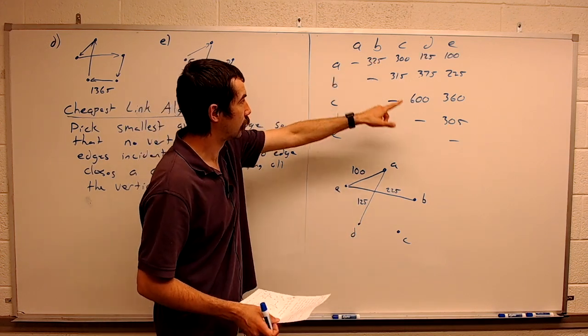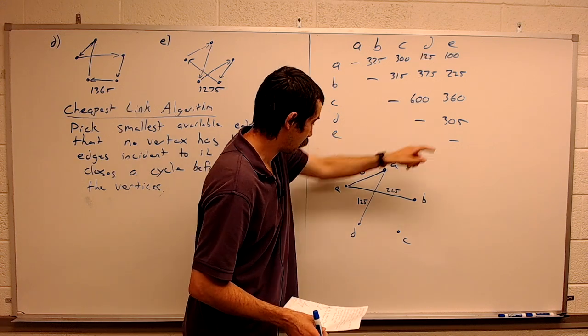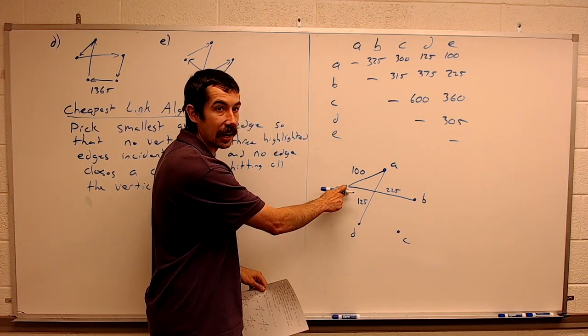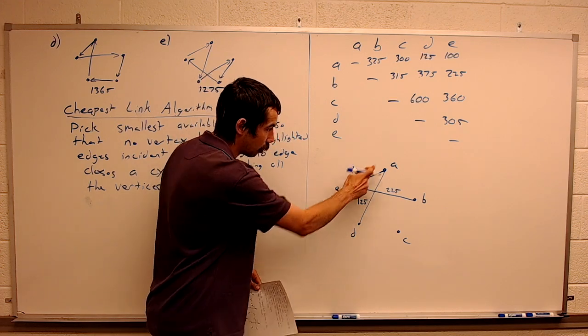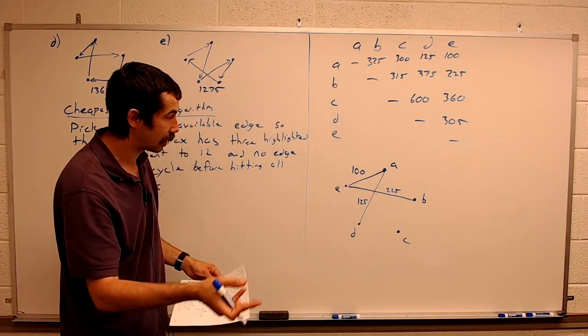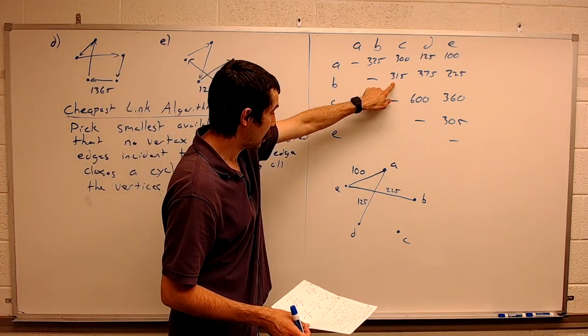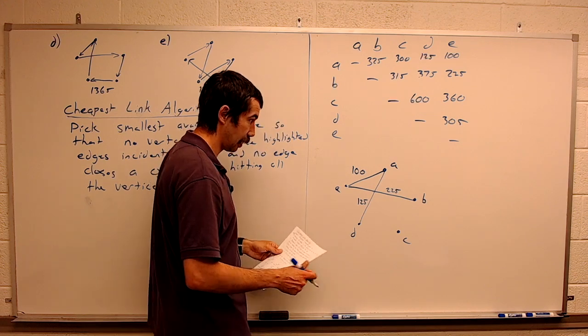What's the next smallest? DE. Okay, if we included DE, 3 edges out of E, that's a problem. Also, we would have a cycle. So we can't do that. Let's continue. What's the next smallest? BC. I like it. I like it a lot.